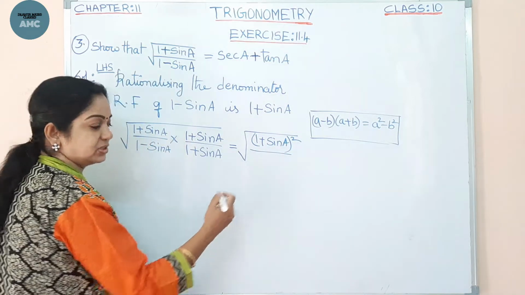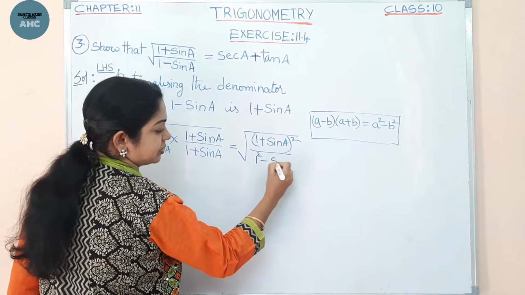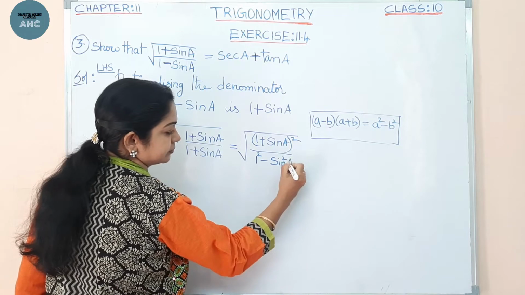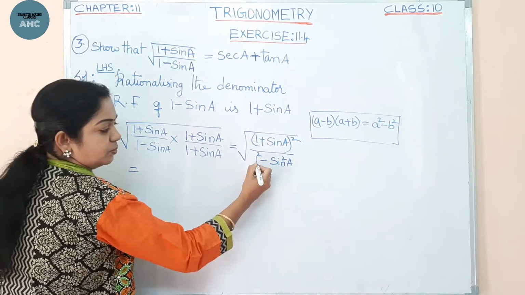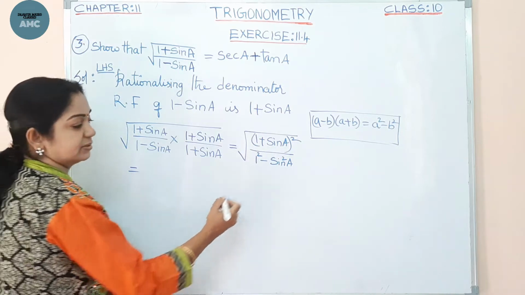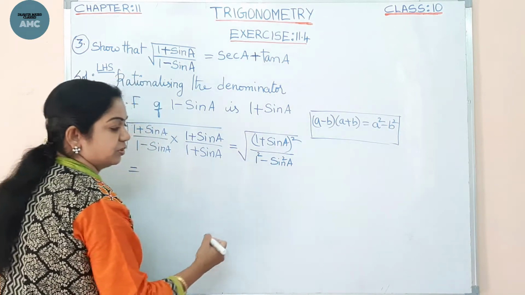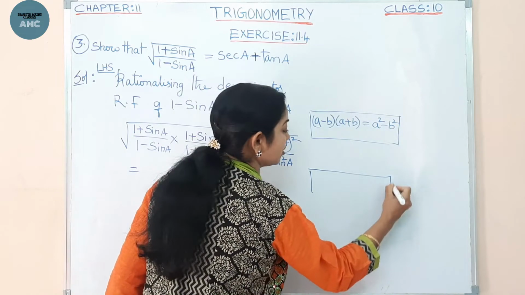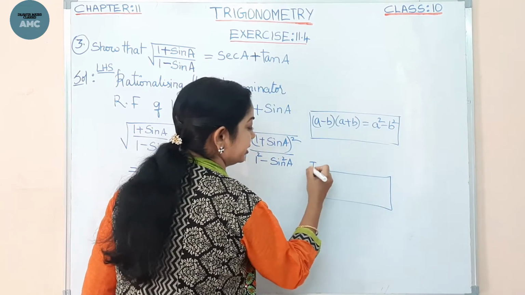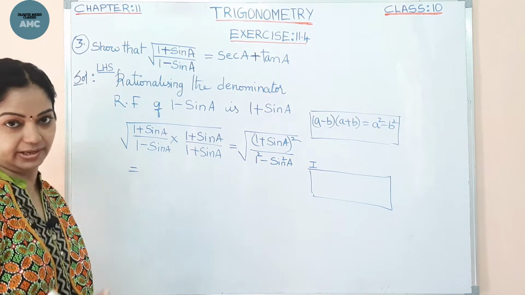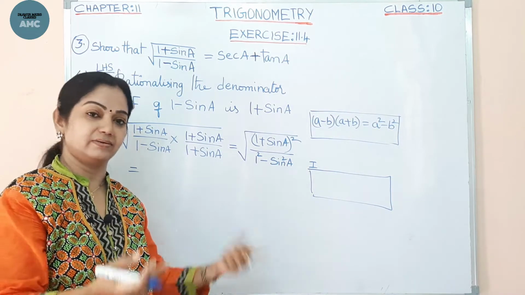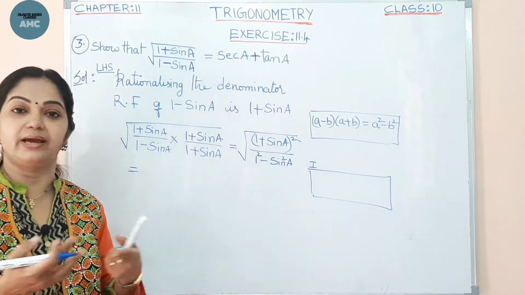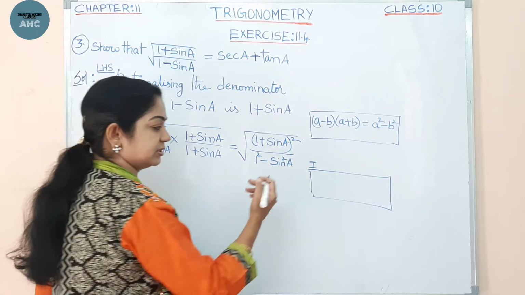Whereas, our A is 1. So, 1 square minus sin square A. Okay. Now, here, 1 square is 1, isn't it? So, 1 minus sin square A. If sine and cos are involved, we can use the first identity. When secant and tan are involved, we have to use the second. Vice versa, when cot and cosecant are involved, we have to use the third identity.